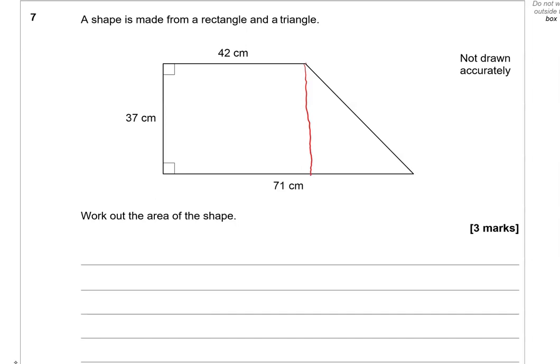So the area of the rectangle, I've got the 2 dimensions, the length and the width. So that would be 42 times 37, which is 1554. Now the area of the triangle. So we've got the height, which is 37 centimeters.